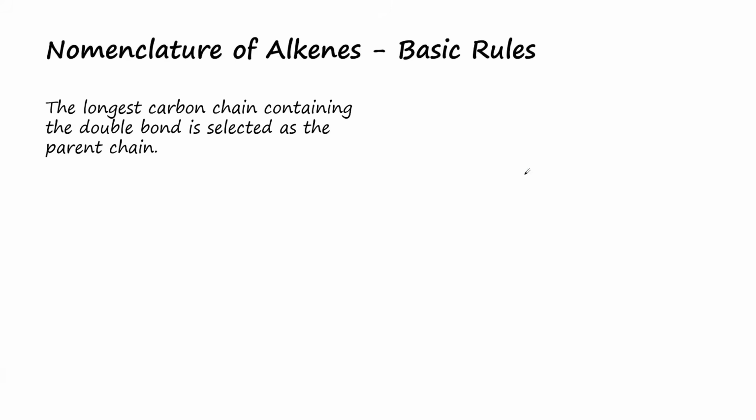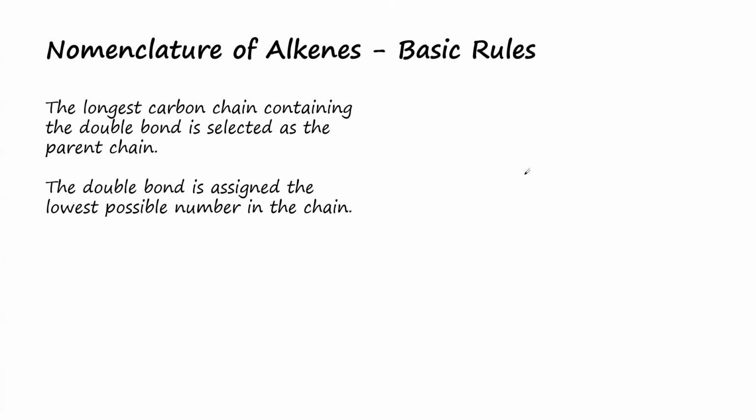Then the next thing is, of course, the nomenclature of alkenes and their basic rules. The first thing, when you are going to name alkenes, is that the longest carbon chain containing the double bond is selected as the parent chain. So when you are given a compound, the first thing is to select the longest carbon chain, which will be considered the parent chain. In the case of alkenes, we usually select the longest carbon chain that contains a double bond.